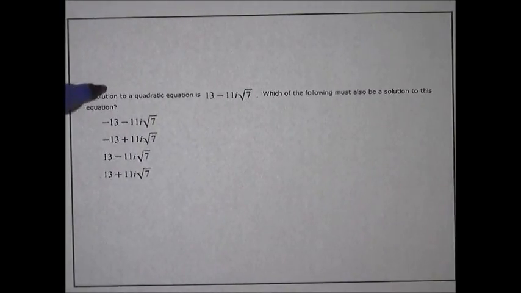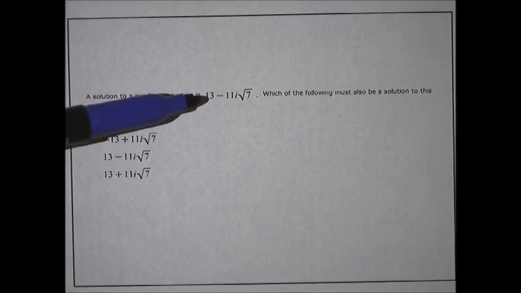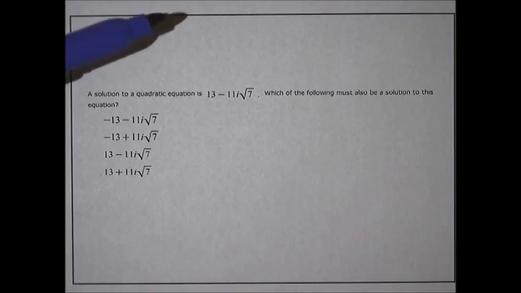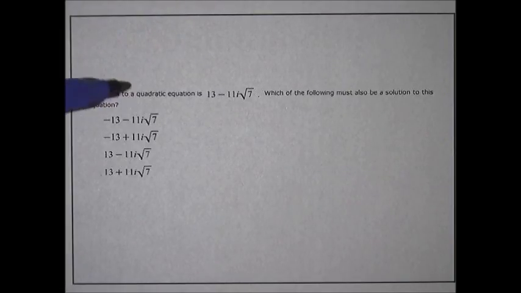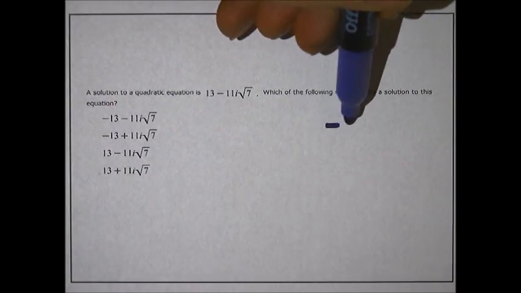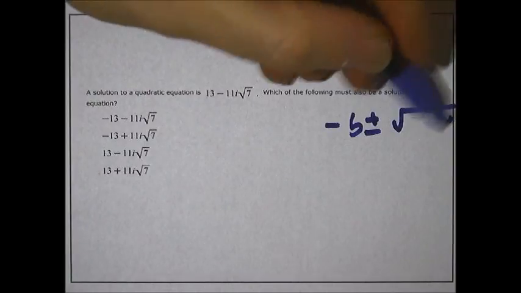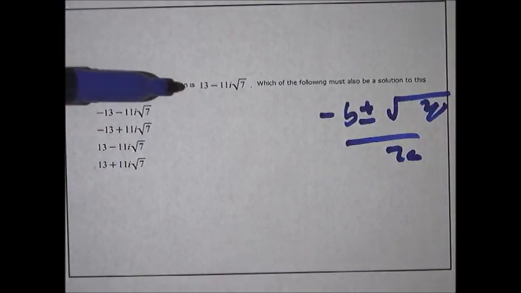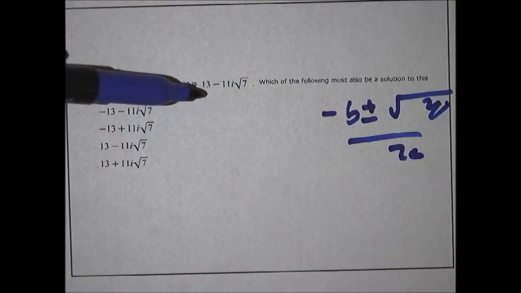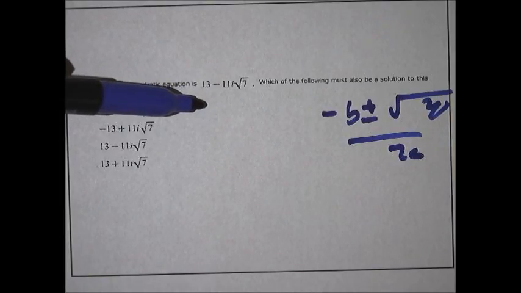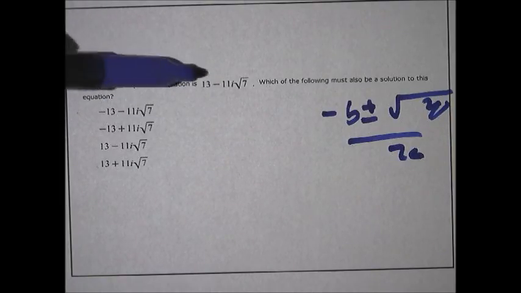Last question. A solution to the quadratic equation is 13 minus 11i root 7. Which of the following must also be a solution to the equation? If it's a solution to the quadratic equation, think about how your answers work out in the quadratic equation. If I tell you it's normally -b plus minus the square root of all your stuff over 2a, you get plus minus. So in this particular problem, they're saying this is a solution to the quadratic equation. They're just not giving you the plus minus. In this problem, they gave you the minus. It's missing the plus. All they're saying is, what's the other answer?